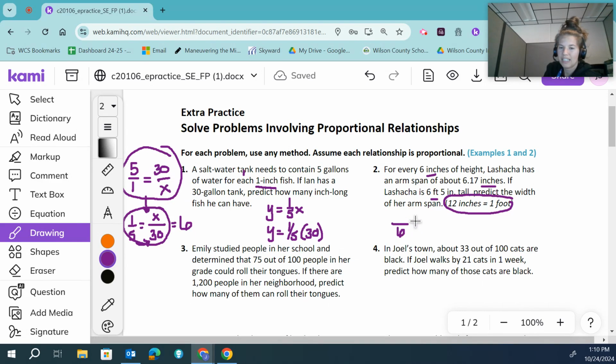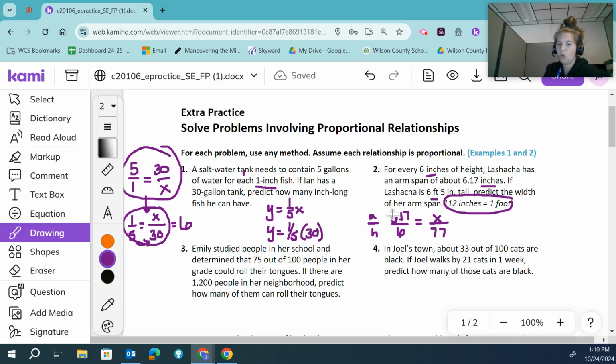So they give us 6 inches as her height. So we're going to put height on the bottom, and then her arm span on top. We have 1.17 is her arm span, equals, again, arm span we don't know, and we said 77 inches is her height. Again, setting up this proportion, we have to make sure that whatever's on the bottom matches and whatever's on the top matches. This was the ratio of arm span to height in the situation they gave us. So we're trying to figure out, what's the arm span if this is the height?